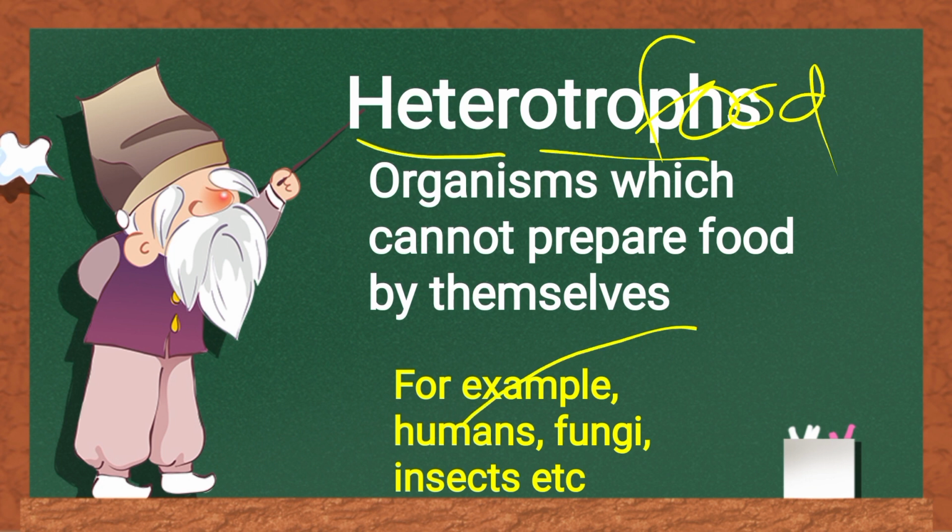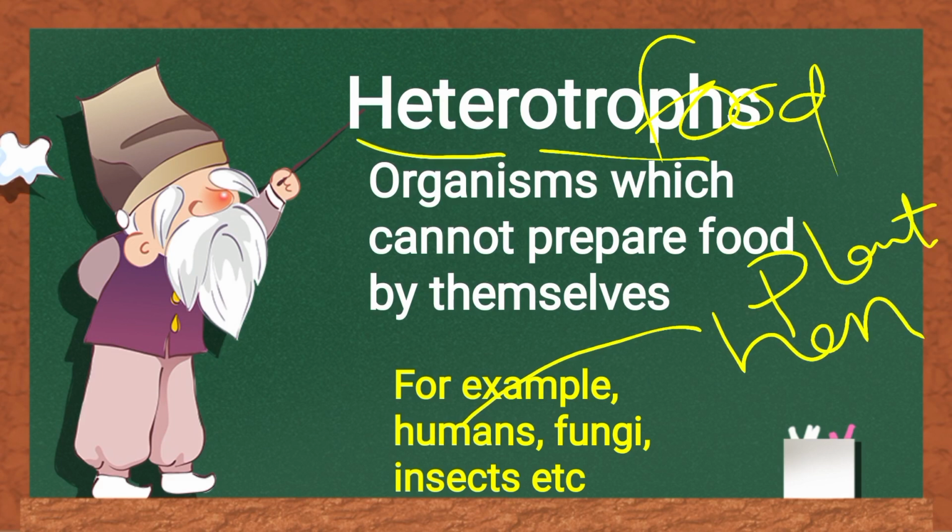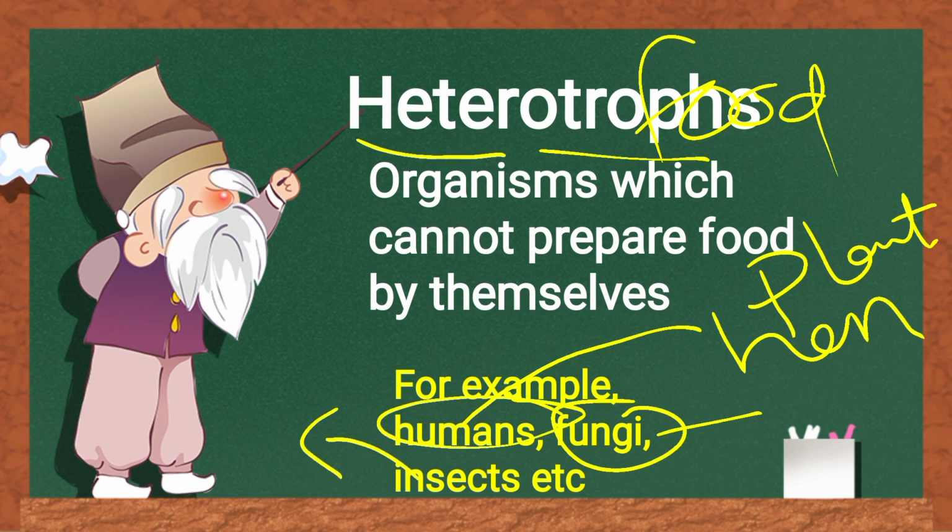Suppose if you see humans, they depend upon plants and animals as well. Like we eat hen, and we depend on plants for different vegetables. Fungi will depend upon plants, or insects, one insect can eat another insect. So one organism can depend only on plants and another organism can depend on both plants and animals, like humans, we eat both meat and vegetables.